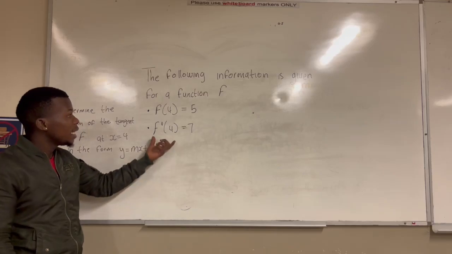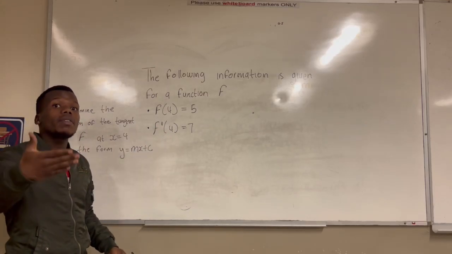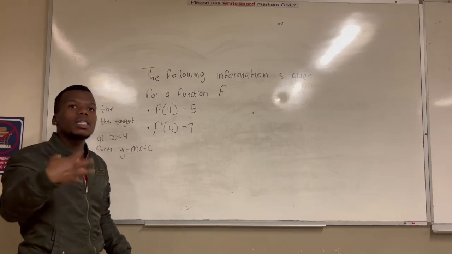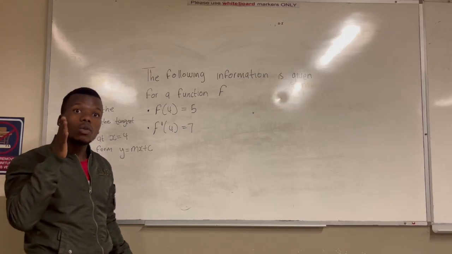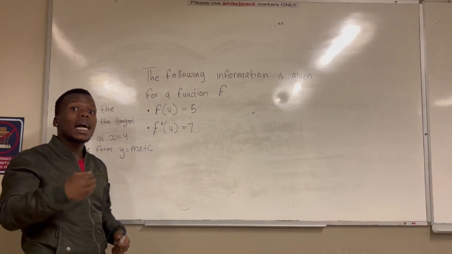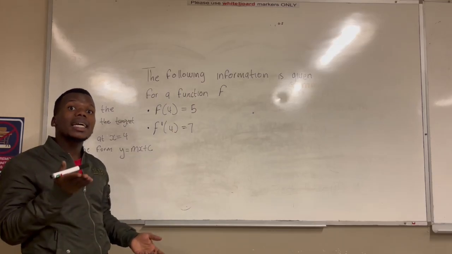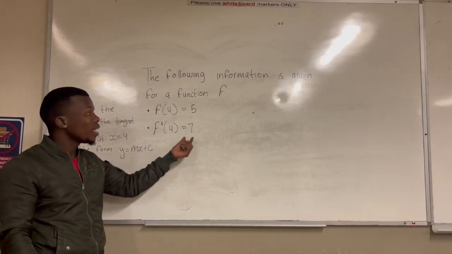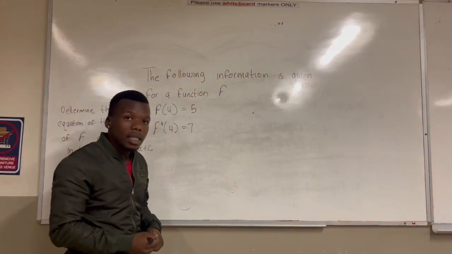Then here they did a first derivative. Once you see f prime, you must remember first derivative, and first derivative is always equal to the gradient. Meaning once they do the first derivative and substitute 4 where they see x, they are calculating the gradient at x equals 4. What is the gradient at x equals 4? It's 7.